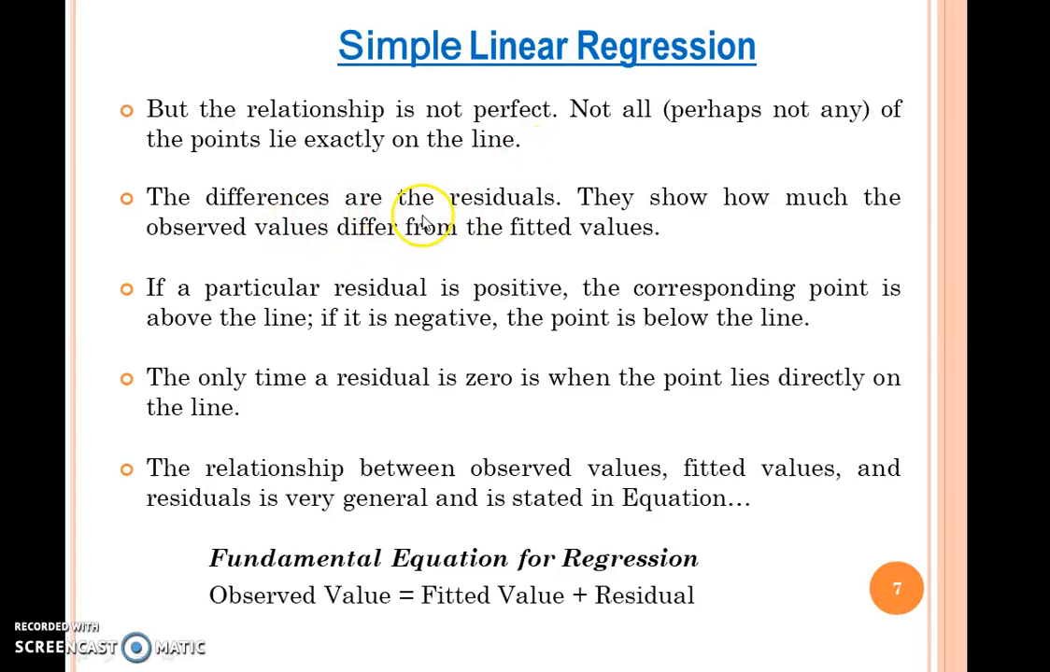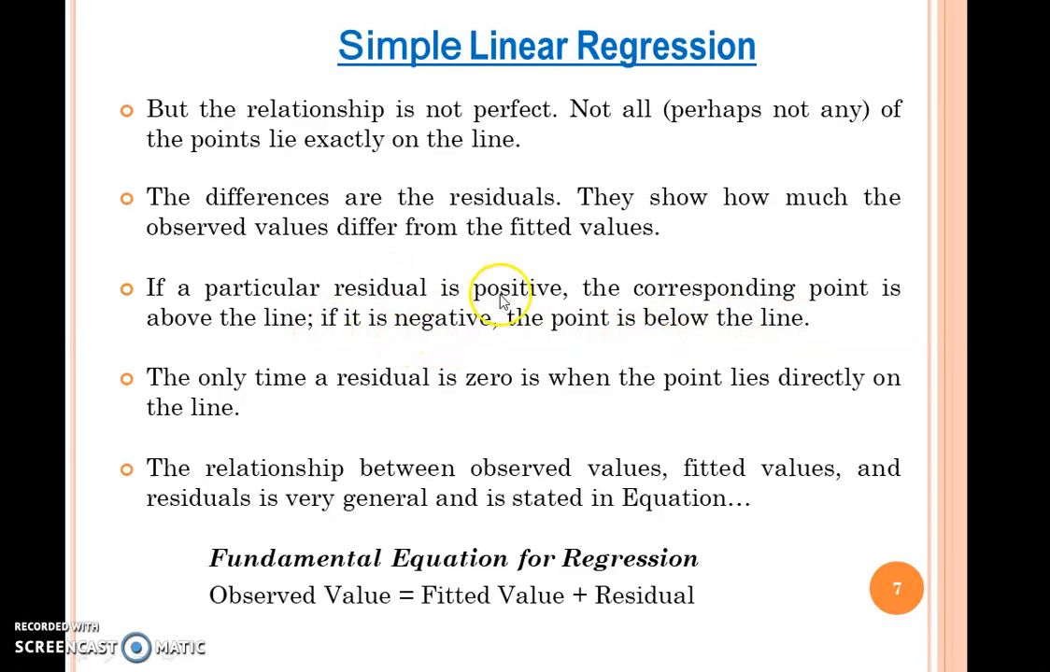The differences are the residuals. They show how much the observed values differ from the fitted values. If you know what is meant by observed values and fitted values: if a particular residue is positive, the corresponding point is above the line. Okay, so the point which is above the line is called the residue. If it is negative, the point is below the line.